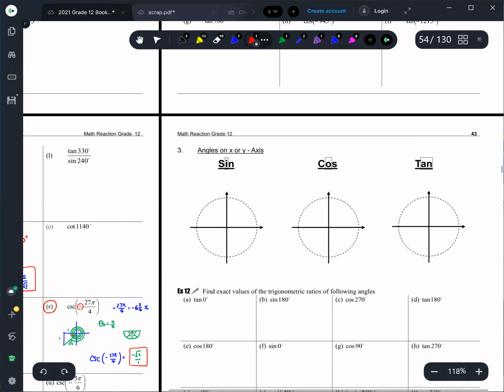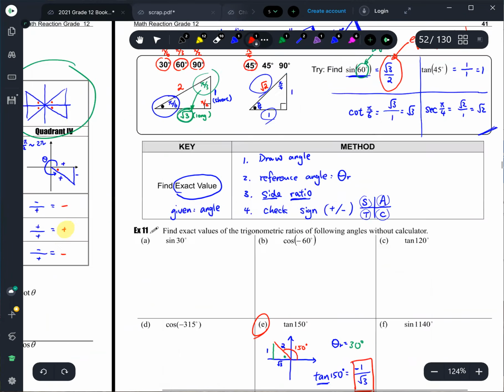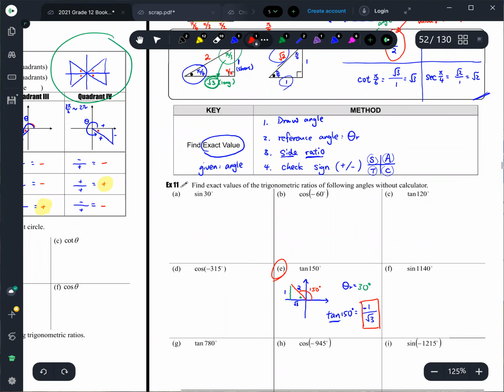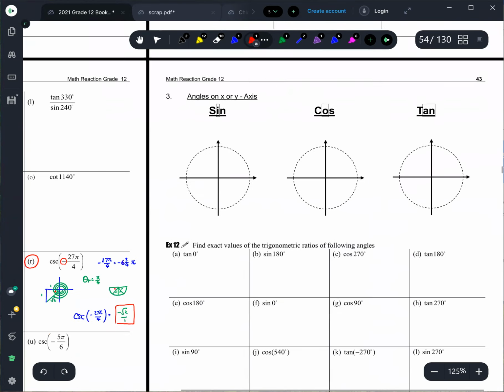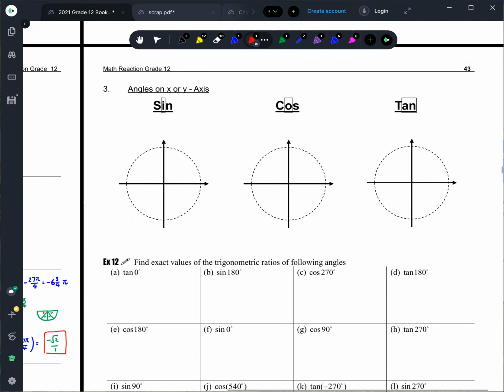Okay, so this part is still about finding exact values. Find exact value: draw the angle, reference angle, side ratio, right? Check sign. All the questions we've done so far, the angle is always inside the quadrants, either in 1, 2, 3, or 4. So now what we are going to do is, how do we find exact values if the angle stops on the axis?